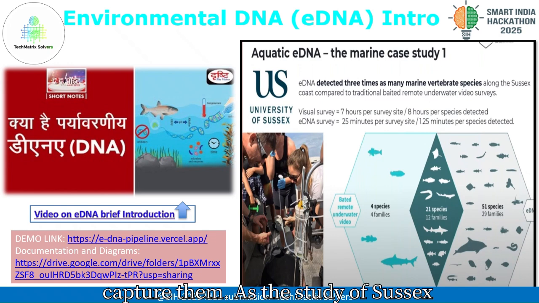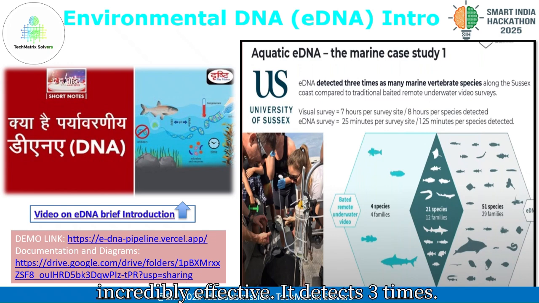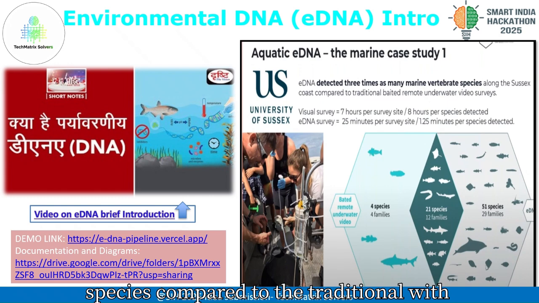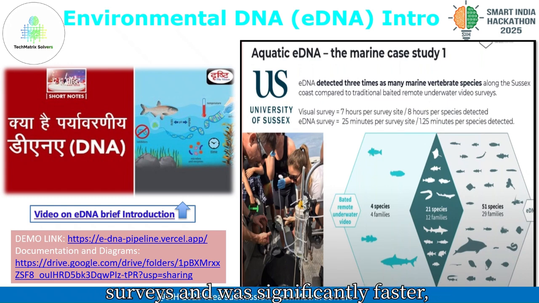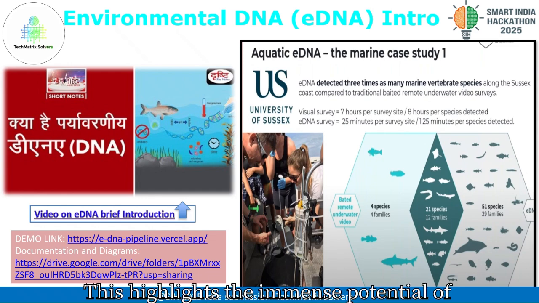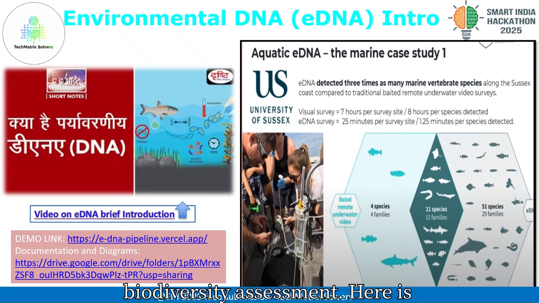As per a study from the University of Sussex, eDNA is incredibly effective. It detects three times as many marine species compared to traditional video surveys, and was significantly faster, requiring 1.5 minutes per species detected versus 8 hours per species detected. This highlights the immense potential of eDNA for rapid and comprehensive biodiversity assessment.